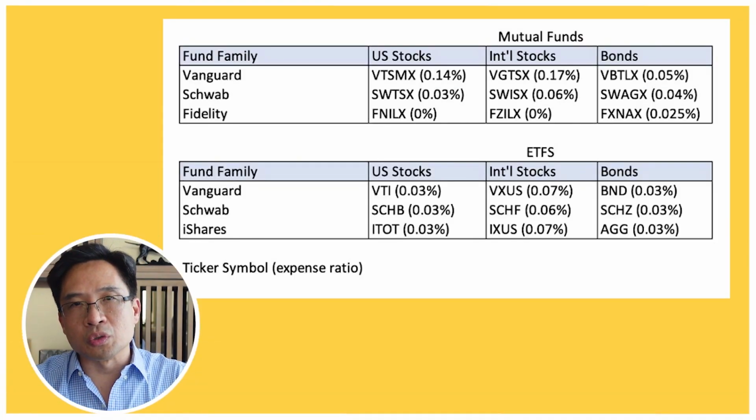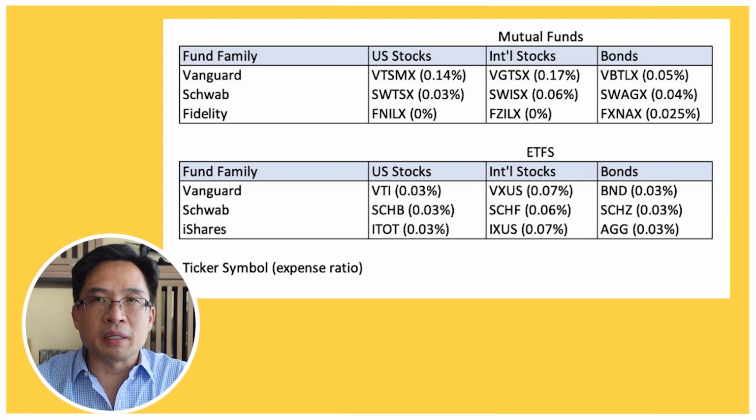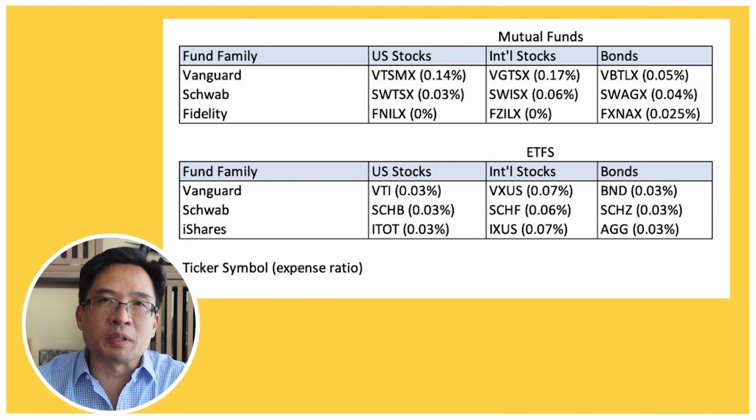Here's a list of funds you could use. They're listed by fund family, and you have their ticker symbol and their expense ratio in the parentheses beside. Go ahead and pause the video or take a picture to review them.